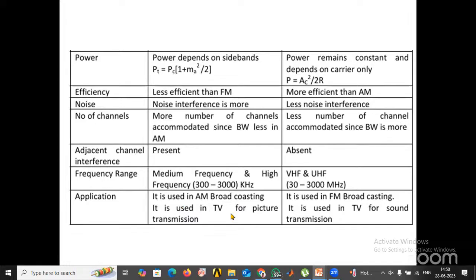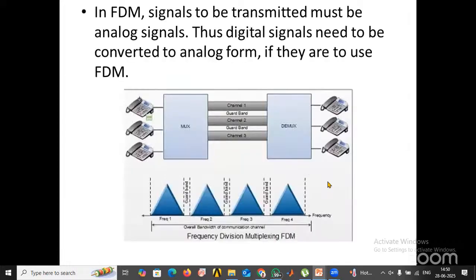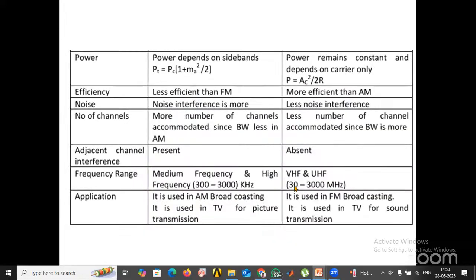Applications: AM broadcasting is mainly used in television broadcasting, whereas FM broadcasting is used in radio broadcasting. So like this, the frequency and amplitude modulation comparisons can be justified. Next, what is the purpose of this?